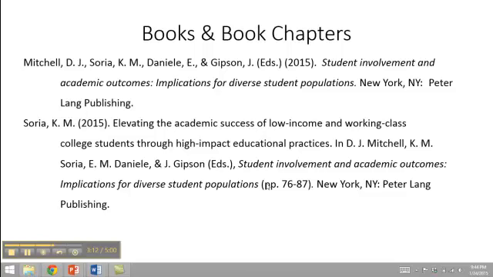And unlike a citation for a journal article in which you would just have the page numbers 76 through 87, without this little pp. reference, we're going to include that pp. reference in here as well. And then as in the citation above, we will have the city and the state in which the publisher is located. And so that's a really quick overview of how to cite books and book chapters in your references pages.